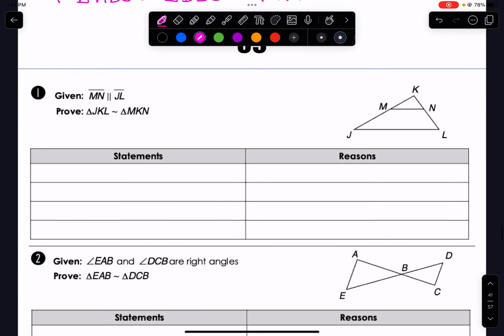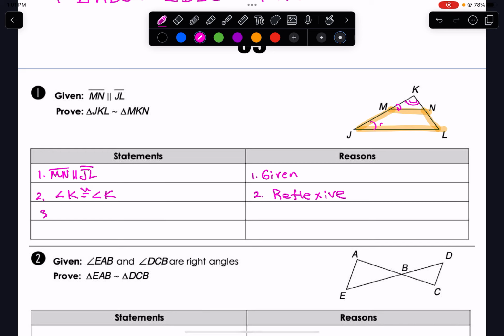So let's look at some more. MN is parallel to JL. There's not the Z, but there is corresponding angles, as well as K being reflexive. So I can say first MN is parallel to JL, given. Angle K is congruent to angle K, reflexive.